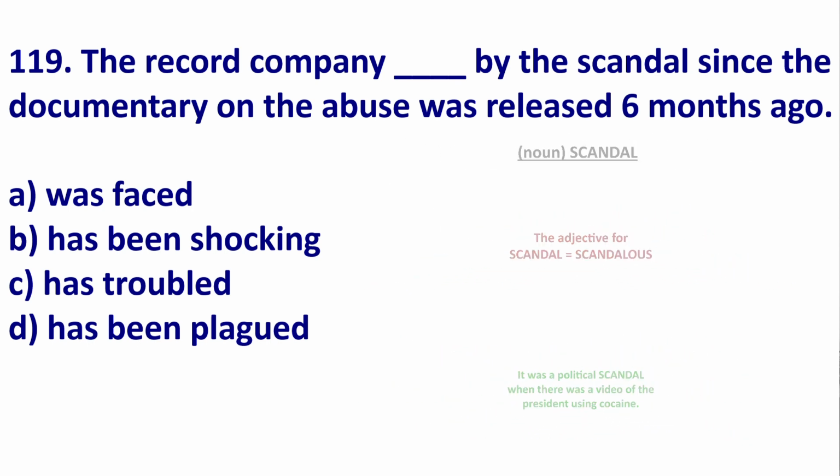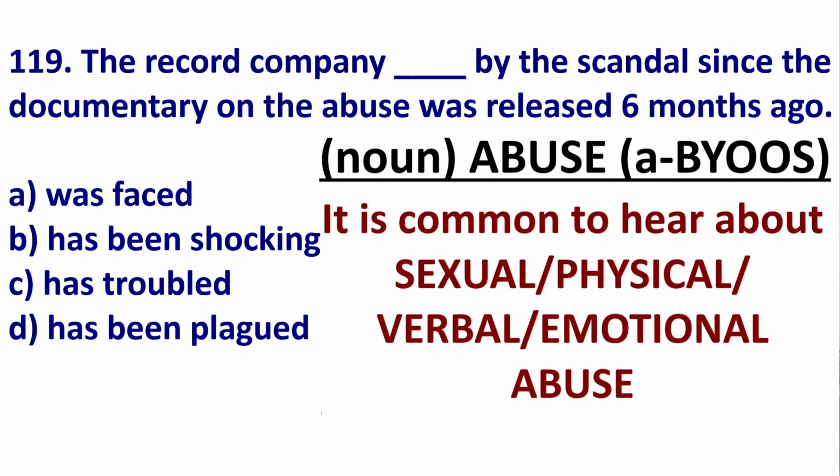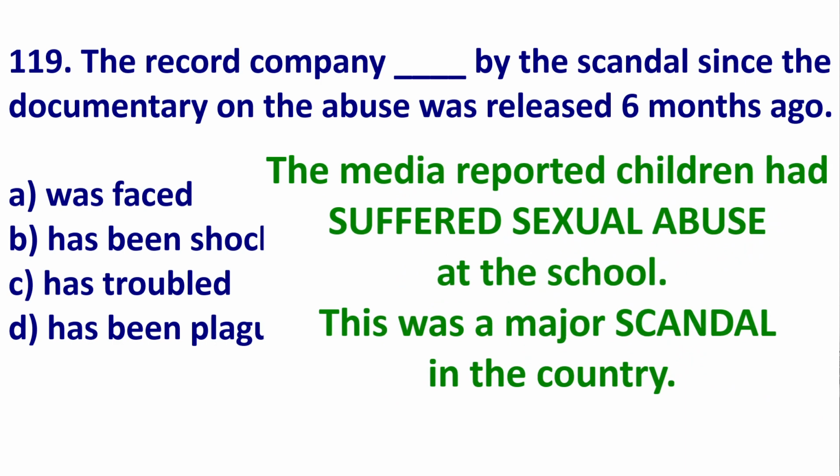Now, what is the adjective for scandal? Scandalous. The next word is when it says, since the documentary on the abuse. What is abuse? Well, in this form, it's a noun. It is horrible treatment of someone for a period of time. It is common to say someone suffered or experienced abuse. And what are common types of abuse? Physical, sexual, verbal, emotional abuse. Here's an example. The media reported that children had suffered sexual abuse at the school. This was a major scandal in the country.